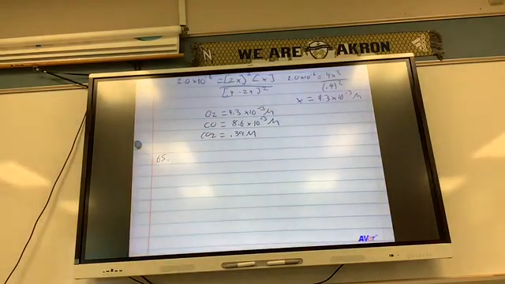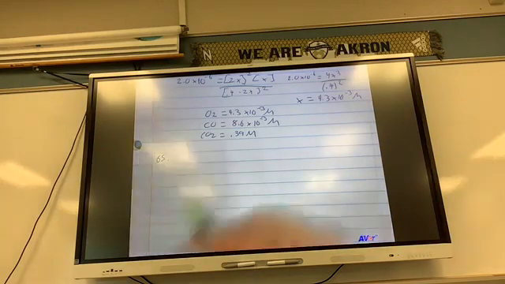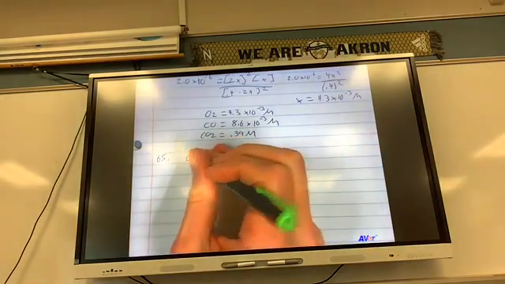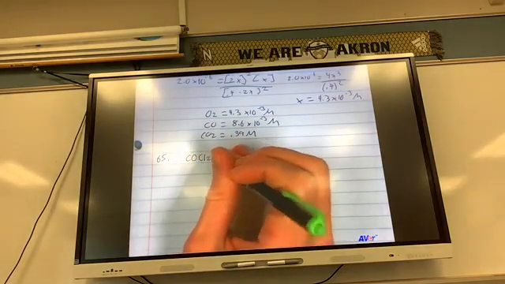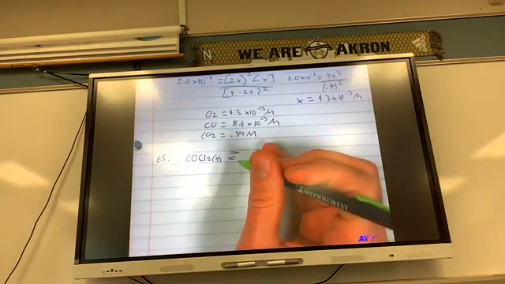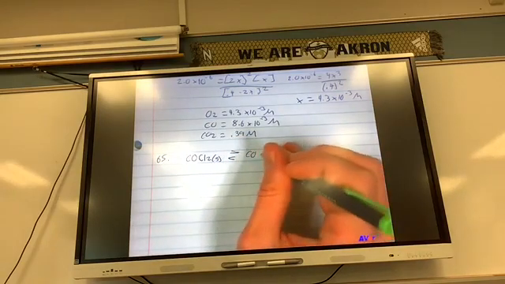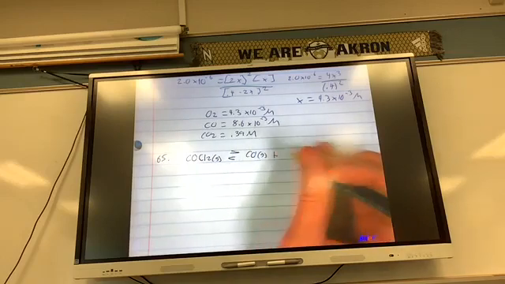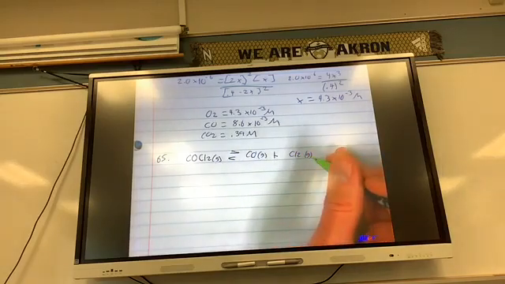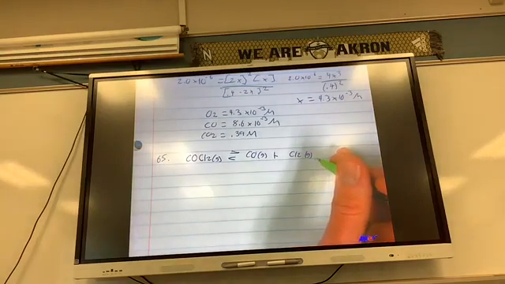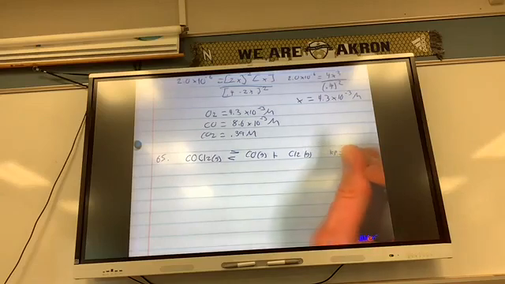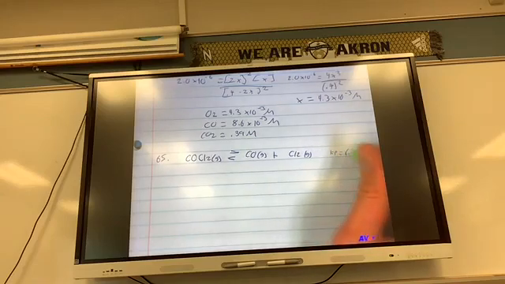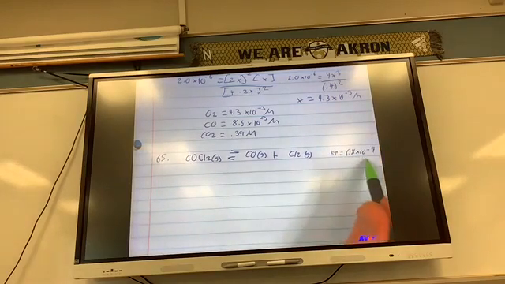Lexan is a plastic. One of the compounds used to make Lexan, phosgene, is poisonous and decomposes by the reaction COCl2 gas is in equilibrium with CO gas plus Cl2 gas. And they tell me that Kp equals 6.8 times 10 to the negative ninth, which is small. That's key, it's small.